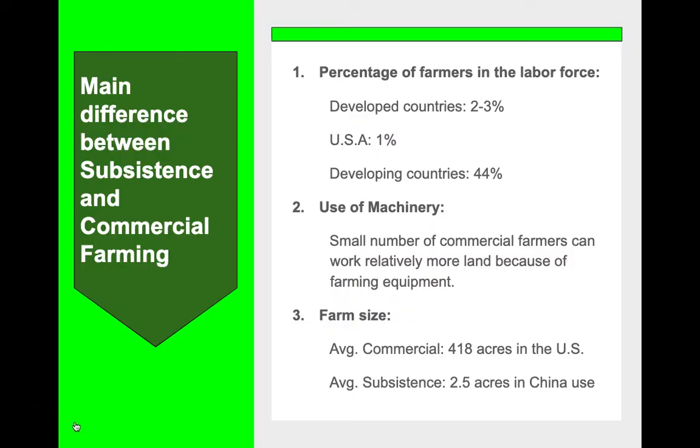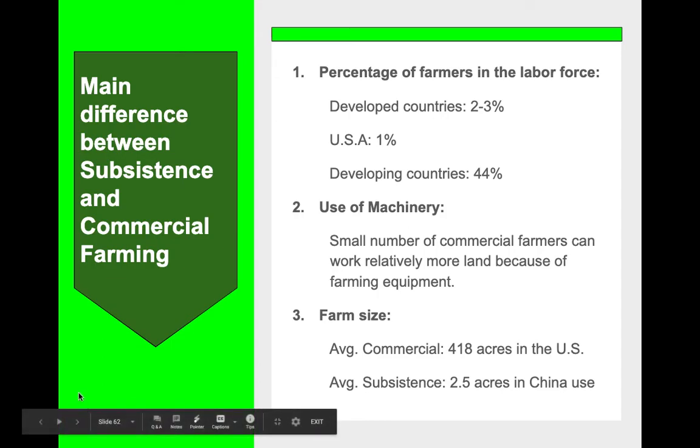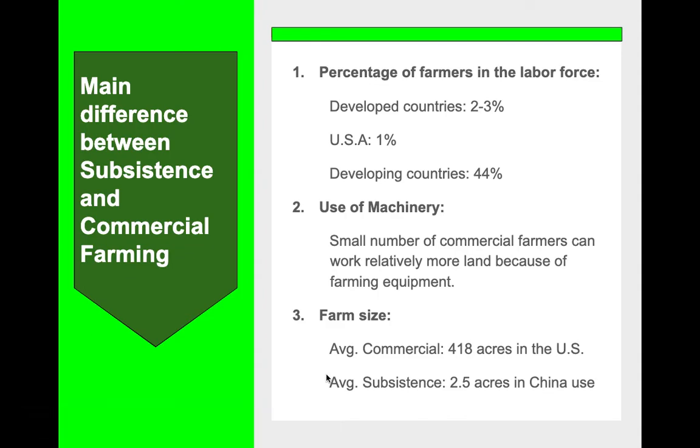We look at farm sizes, use of machinery, and percentage of farmers. Developed countries 2 to 3%, USA 1%. Developing countries 44, but again it's going down fast because many are moving into secondary and tertiary sector jobs. You have the farm sizes. Remember, farm size will tell us that they use every square inch of their land. They'll have narrow roads. They won't waste any space.